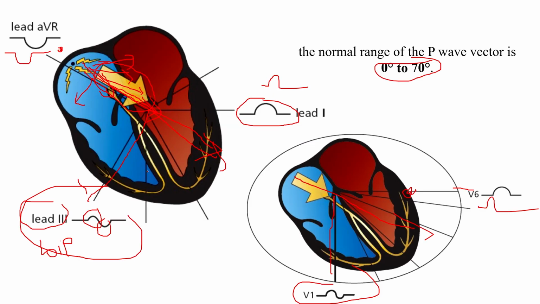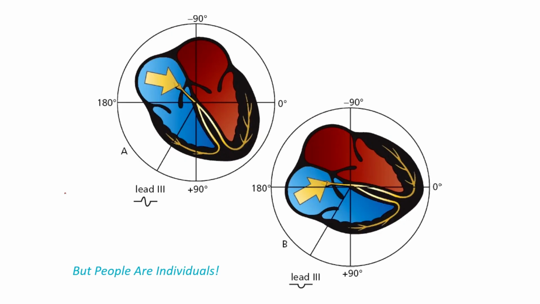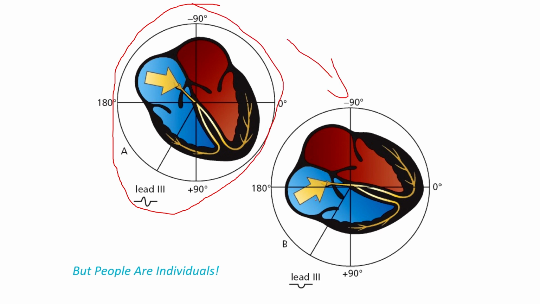There's something to remember. This example I gave here is not always the same. People are individuals. We can have different positions and lines of the heart. For example, if normally a patient's heart is in this position, but it changes to this position, there's a rotation of the heart in the chest. So it changes all the electrical values that we have. That's why you cannot stick to these. These are just standards, but they are not fixed.